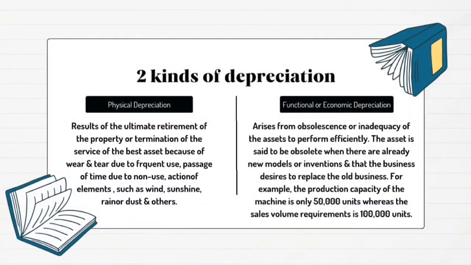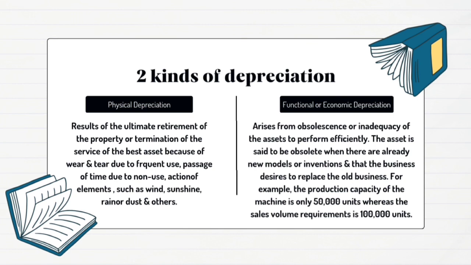There are two types or two kinds of depreciation. The first is the physical depreciation, and the second one is the functional or economic depreciation. The physical depreciation is the result of the ultimate retirement of the property or termination of the service of the asset because of the wear and tear due to frequent use, passage of time due to non-use, action of element such as wind, sunshine, rain or dust, and others.